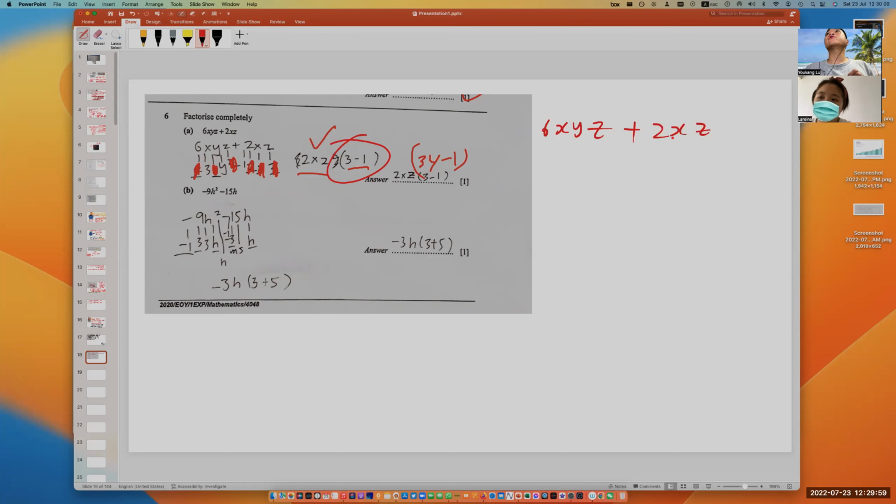First thing, differentiate your z from 2 clearly. This is the way I differentiate my z from 2. I give a small stroke here. I don't want to confuse myself. Okay, that's number 1. Number 2, you are right to write down this, 2, 3, x, y, and z.